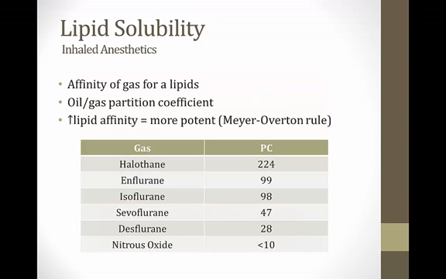Now we're going to talk about a different physical property of gas anesthetics, and that's the lipid solubility. Don't confuse this with the blood solubility. They're different physical properties. This is the affinity of gas for lipids, and it's defined by the oil-gas partition coefficient. The more lipid affinity a gas anesthetic has, the more potent it is. That's called the Meyer-Overton rule.